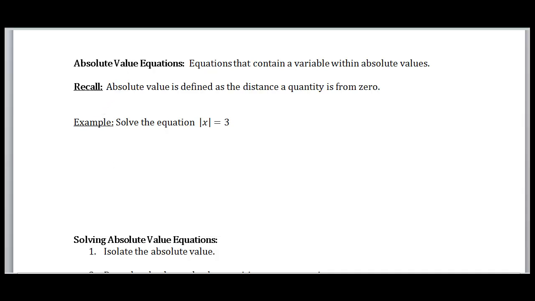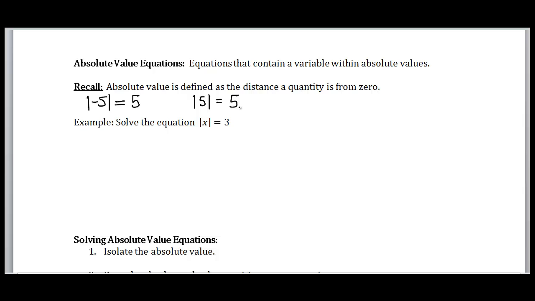For instance, if we want to find the absolute value of -5, well, since -5 is 5 units from zero, then we'd say that the absolute value of -5 is 5. Or we can do the absolute value of 5. If I plot the point 5 on the number line, it is going to be 5 units from 0. And so that's what we mean by absolute value. It's the distance from 0. So when we come to solve absolute value equations, we have to keep that concept in mind.